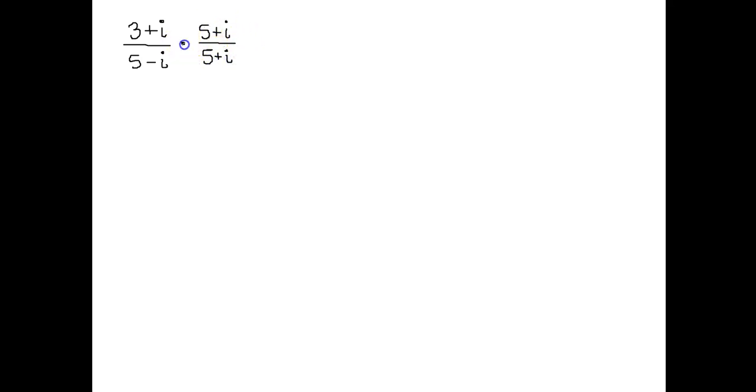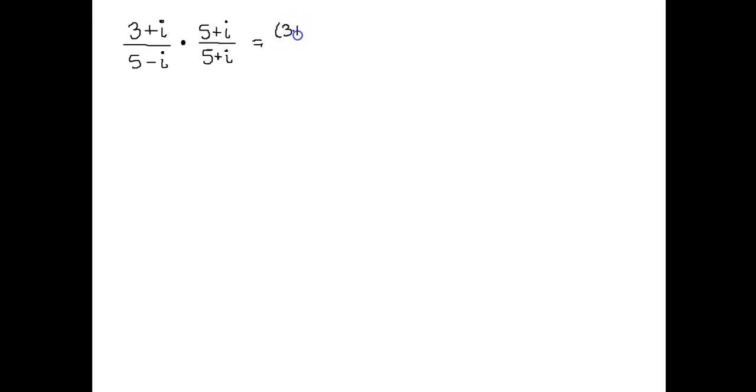This is perfectly legal. You can multiply by this because (5 plus i) over (5 plus i) is really 1. Multiplying by 1 doesn't change anything's value. So we're not changing the value, we're just changing the way it looks. It's like plastic surgery. You're not changing who the person is on the inside, you're just changing the way they look. So we are going to multiply tops together, bottoms together, and we should end up with a nice fraction that does not have an i in the denominator.